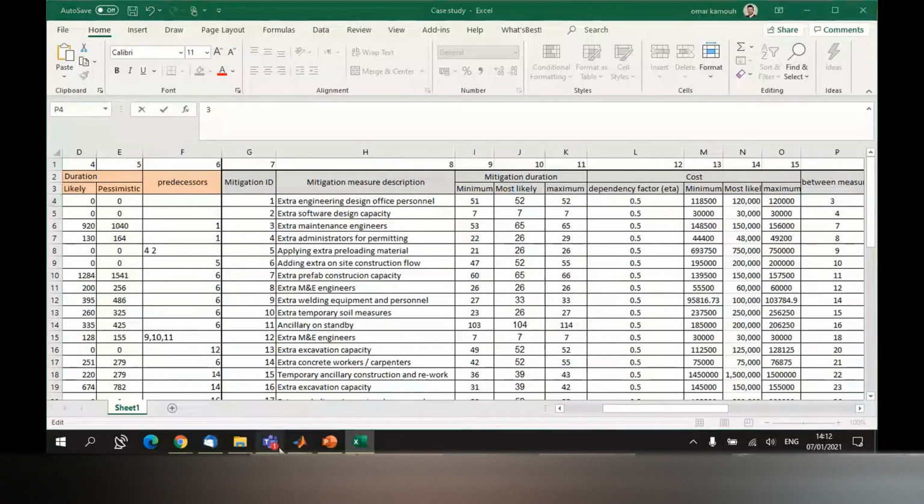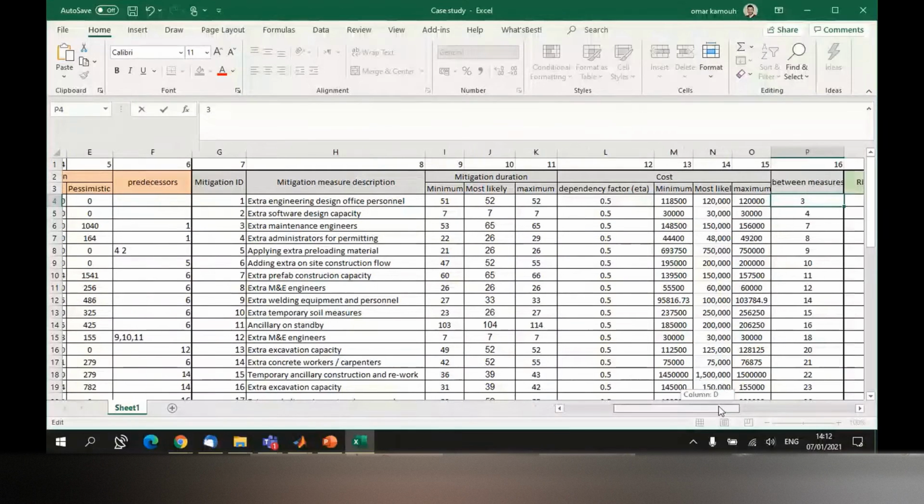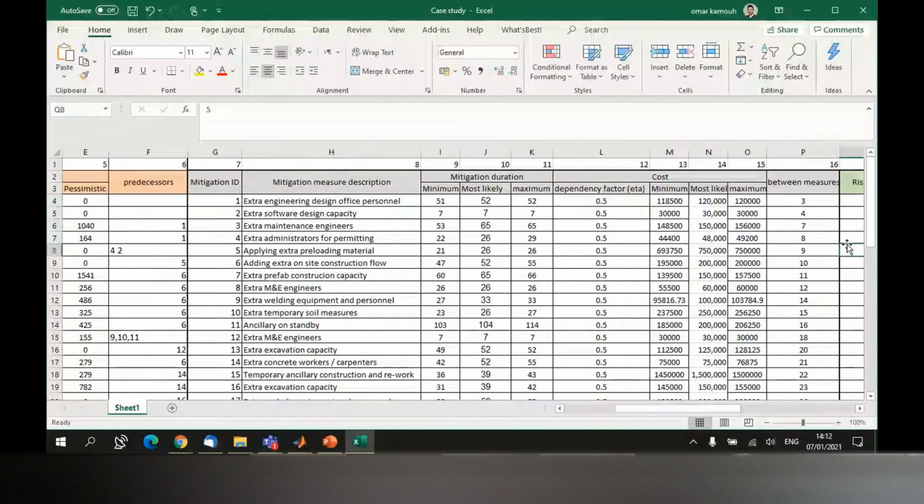Okay, so I have some questions, and also a little clarification. So the numbers under the mitigation duration, those numbers will decrease the duration of the activity. They will speed up the activity.